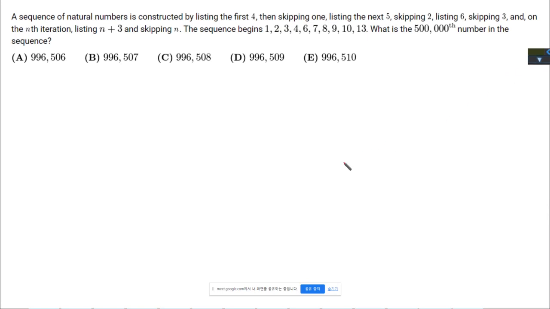So let's make some sequence according to this rule. If we make the group with listed and unlisted, these 4 numbers are listed and we are going to skip 1. That means 5 is not included. And the next 5 will be 6 to 10.